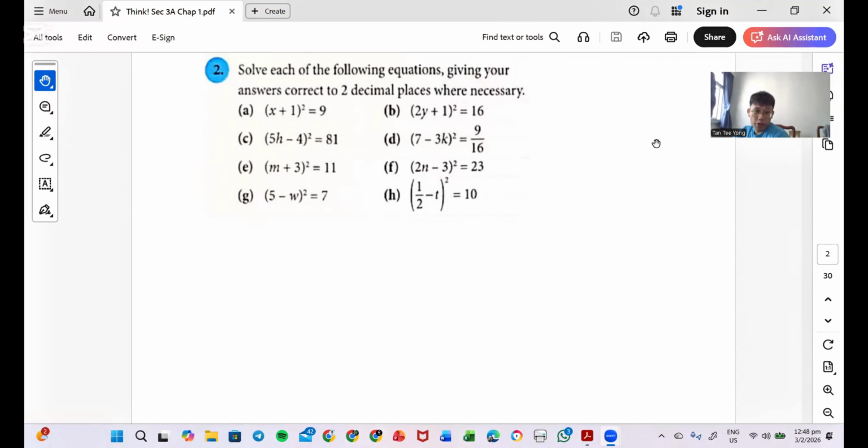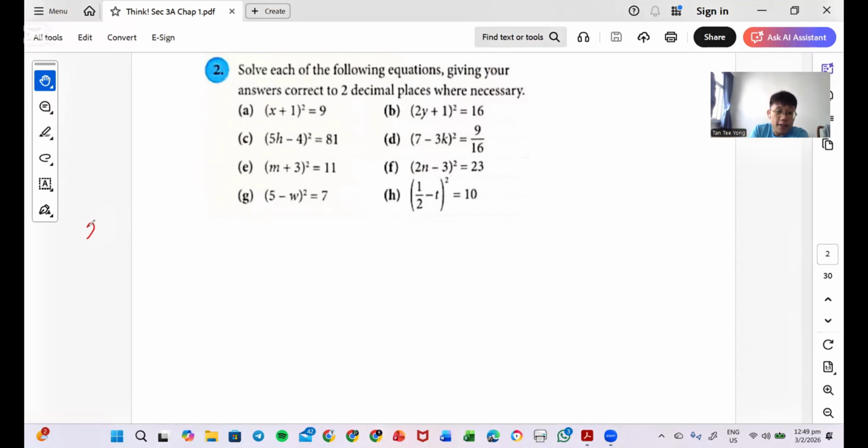Okay, let's move on to question 2. Solve each of the following equations, giving your answers correct to 2 decimal places where necessary. So for this whole of 1A, I will try to do completing the square. But anyway, for this question, they already give you everything in terms of completed square form already. So all you have to do is just solve the answer. So pretty simple. Let's just do two parts.